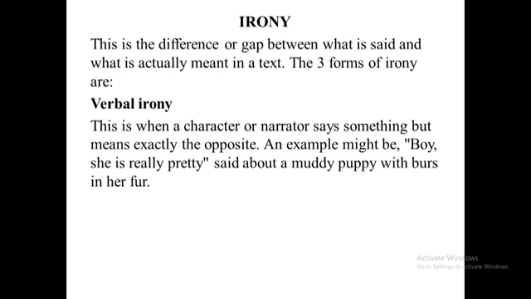Verbal irony. This is when a character or narrator says something but means exactly the opposite. An example might be, "Boy, she is pretty. She is really pretty," said about a muddy puppy with burrs in her fur.